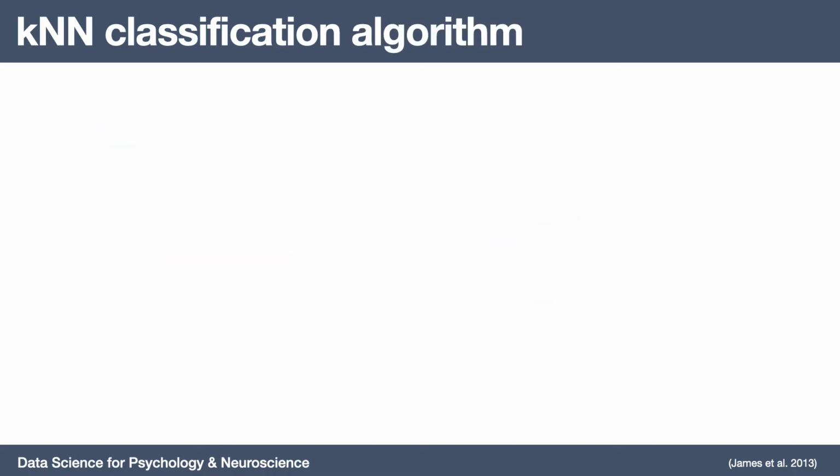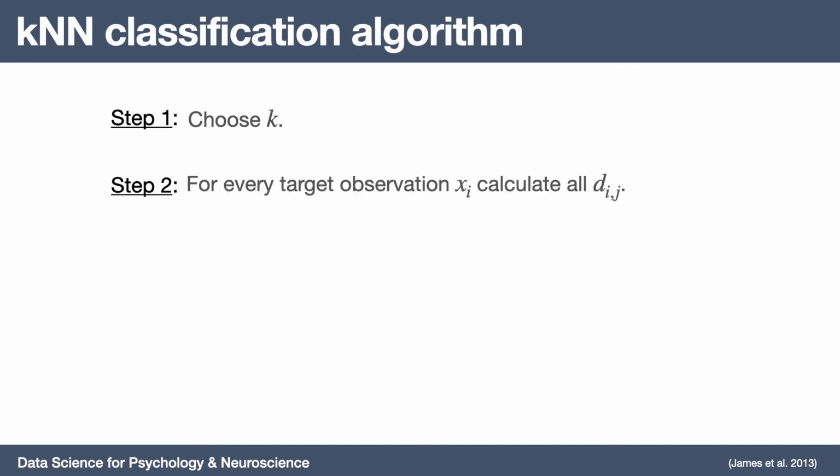Let me just lay it out as a stepwise recipe here. Step 1, choose k. How many nearest neighbors are you going to ask for a vote? Step 2, for every target observation xi, calculate all dij, which means that for every potential value of x that you want to categorize, take that value and calculate its distance to all observations you have in your training set.